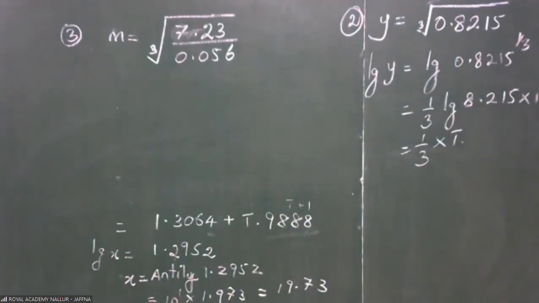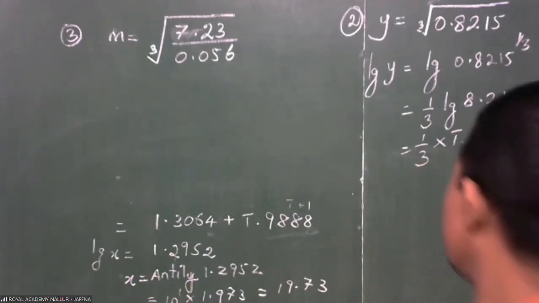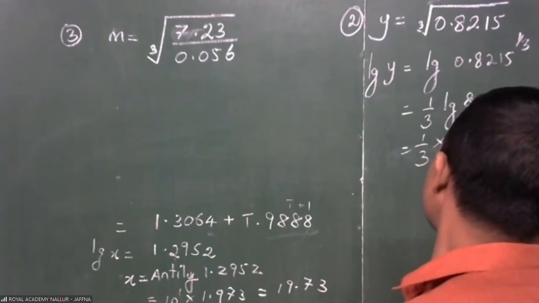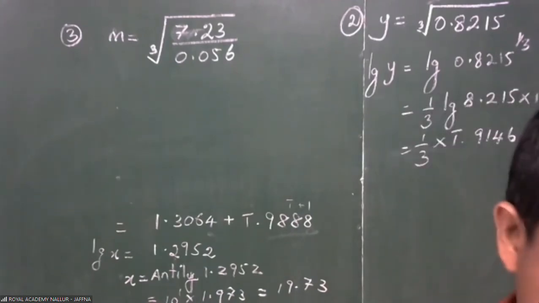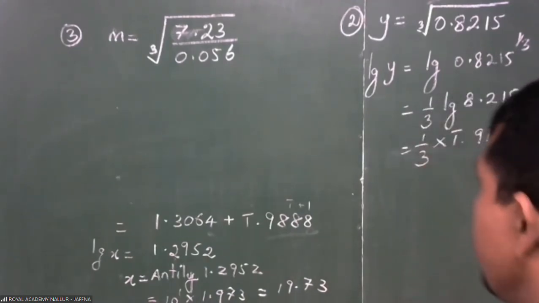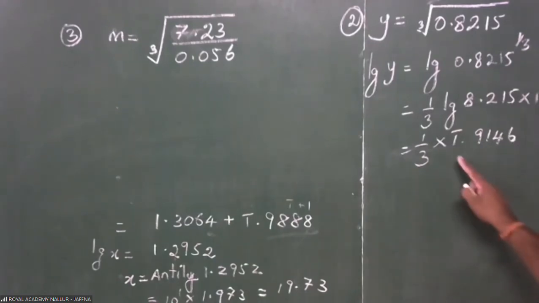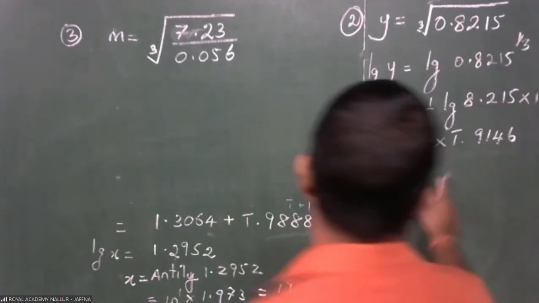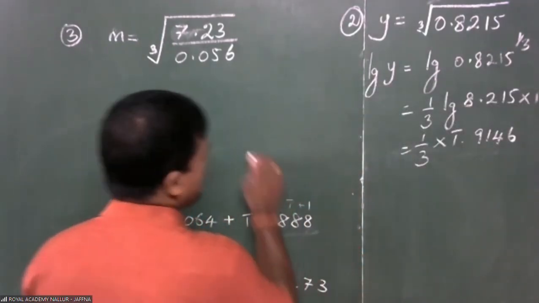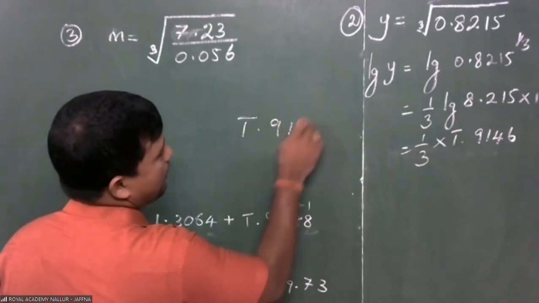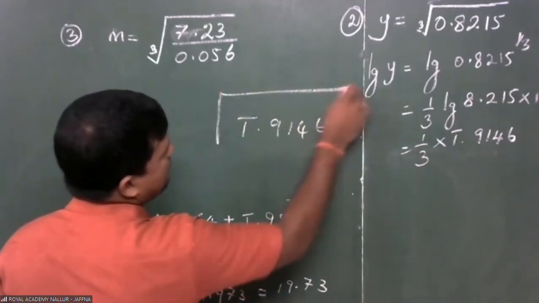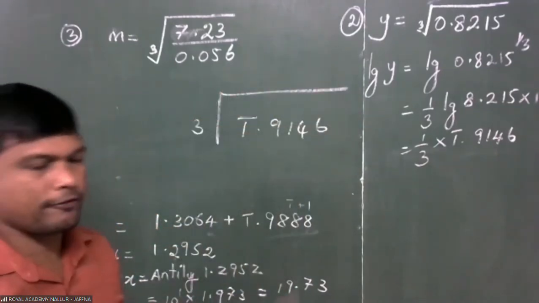What is the answer? 8.215. That means 9146. If there's a change, tell me. Then 1/3 of this bar 1.9146. So we have to divide this answer by 3. How to divide? Bar 1.9146 by 3. How much do you need for this?